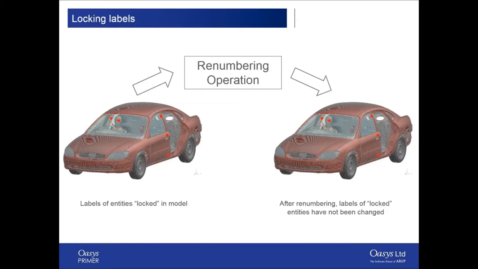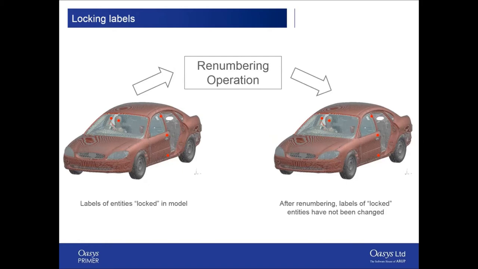The idea here is there might be some entities in your model where you want to prevent Primer from changing the label. So maybe in a standard renumbering operation, you don't want to renumber certain entities. Examples of this are things like database history nodes. You might want to fix the labels of those, so when you're feeding into your post-processing, they're always the same. Other examples are maybe you connect together include files with rigid patches using constrained rigid bodies, and the part IDs on either side of the constrained rigid body have to remain constant. So those are another example of something you might want to lock.